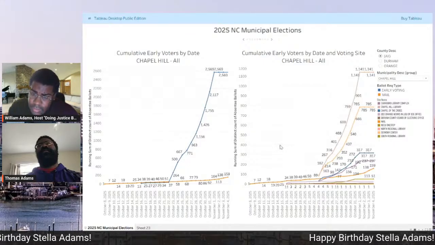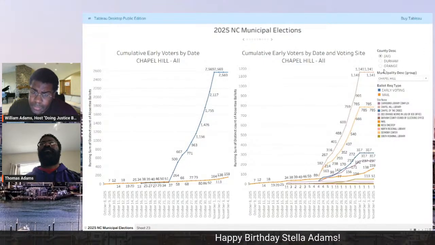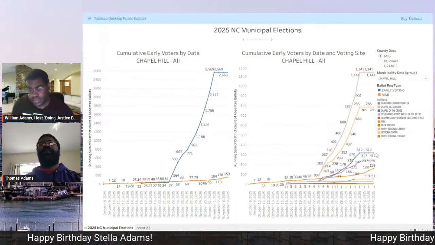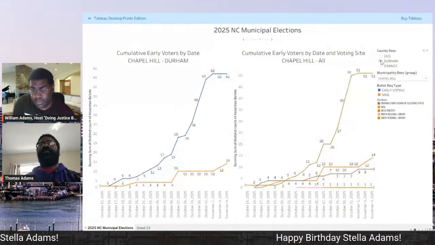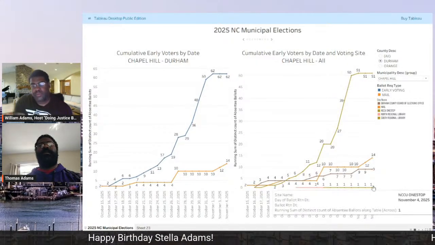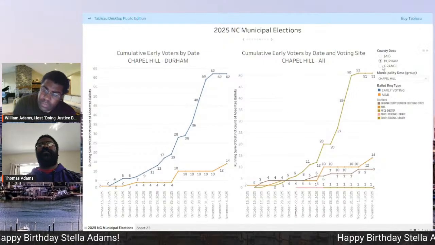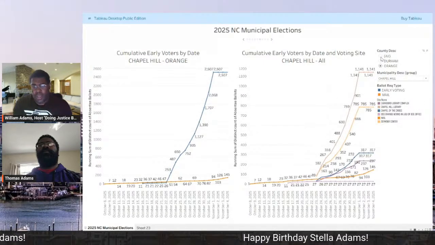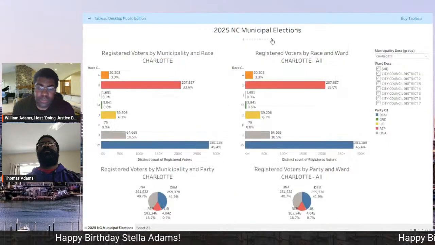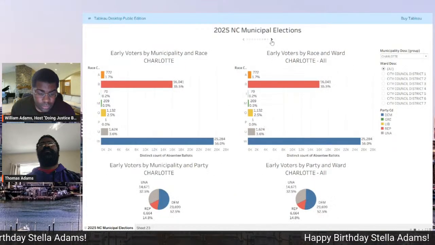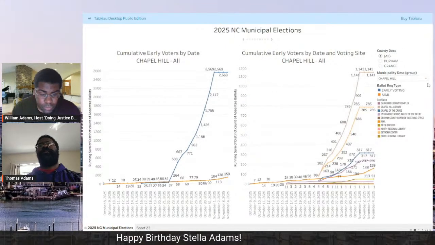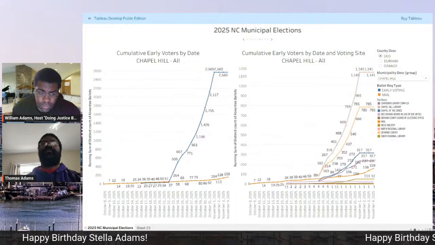And this is Chapel Hill. We can see that most of them voted in Orange County, where you can see there were a few early voters who were from Durham County, and they voted in the Durham areas. I think we've seen those. Is there anything else you want to look at in these final few minutes?